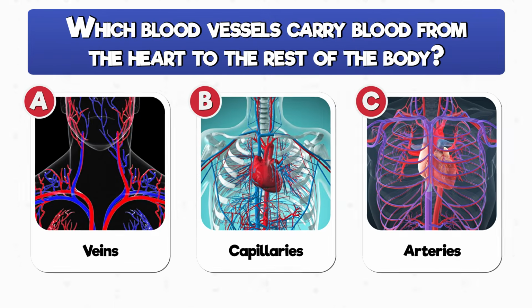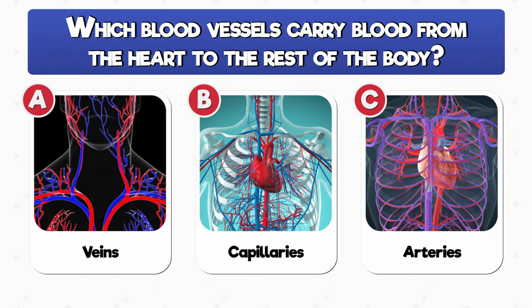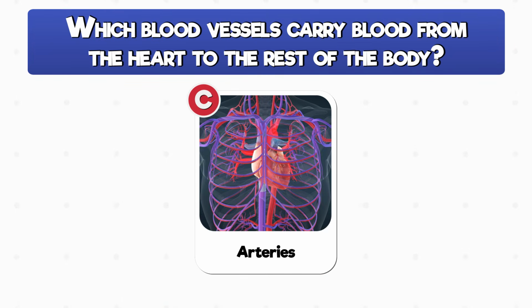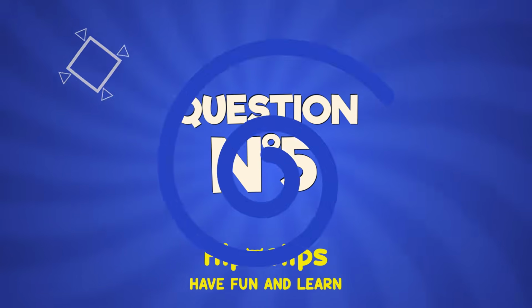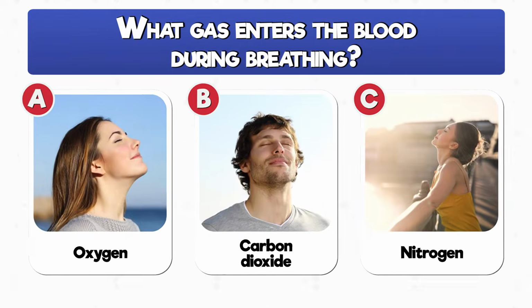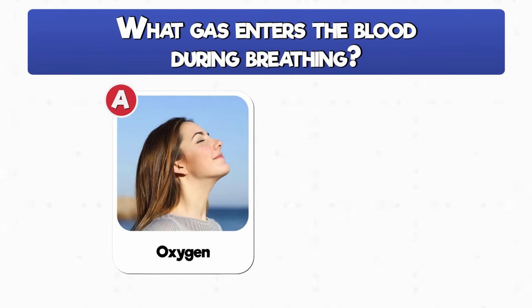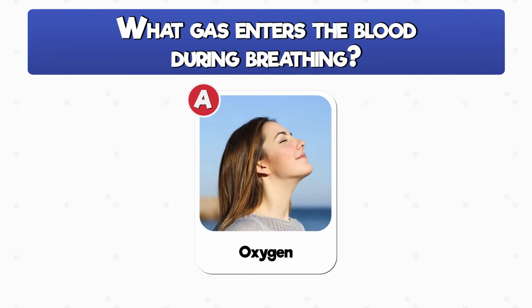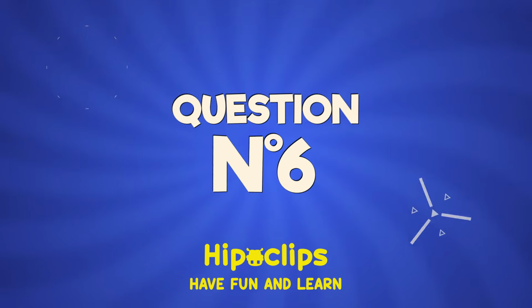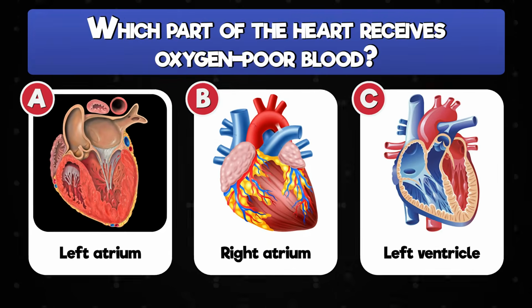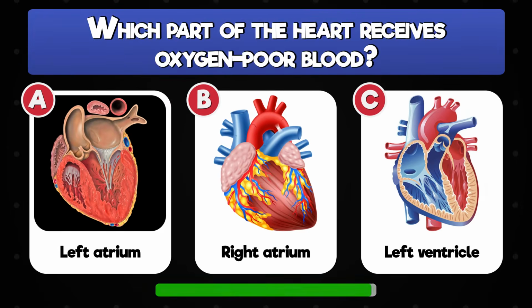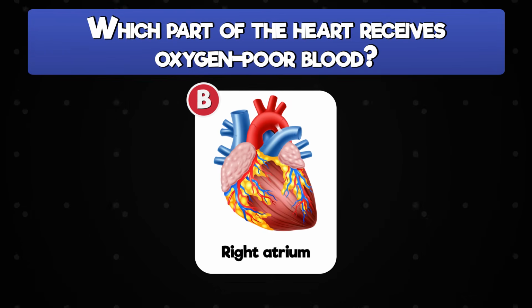Which blood vessels carry blood from the heart to the rest of the body? The arteries. What gas enters the blood during breathing? Oxygen. Which part of the heart receives oxygen-poor blood? The right atrium.